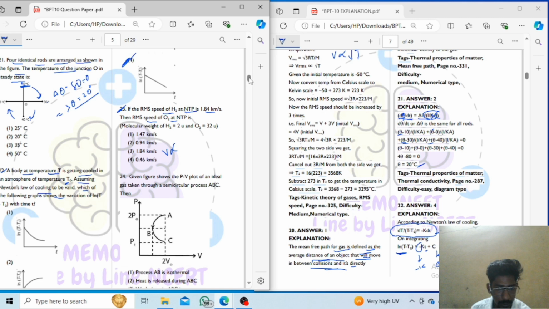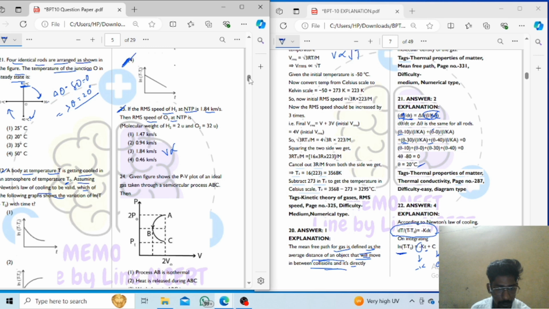Same thing I am repeating every time: if any two or three factors are mentioned in the question, you have to calculate through this only. You don't need to write the whole formula there.